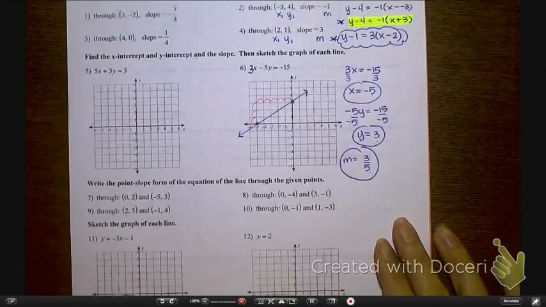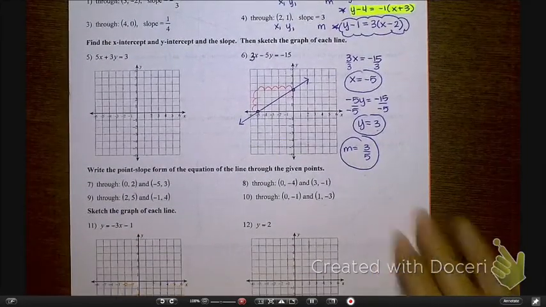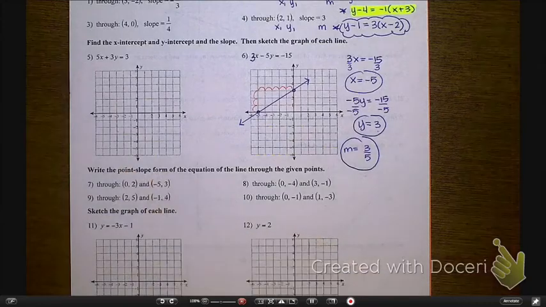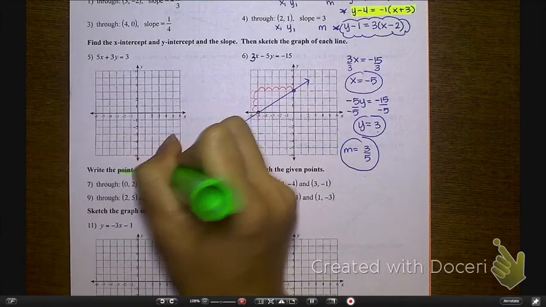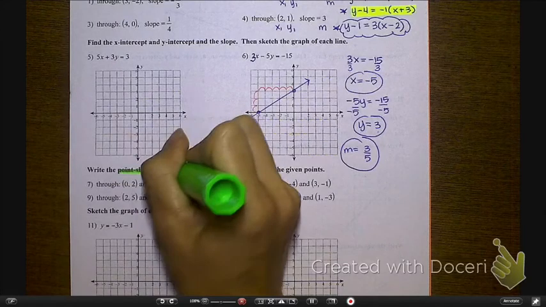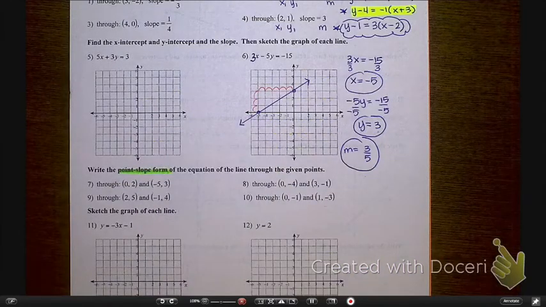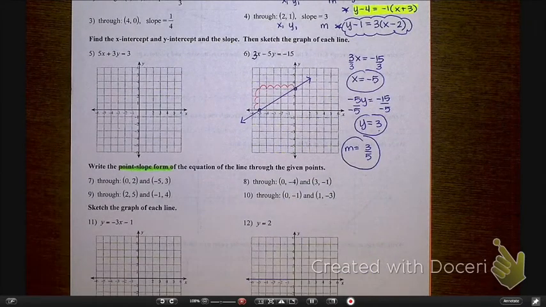The directions are the same for 8 and 10. It wants you to write the point-slope form of the equation of the line. Well, we already reviewed what point-slope form was. It was y minus y1 equals m times x minus x1. Now, here, did they give you your m value? Did they give you your slope?